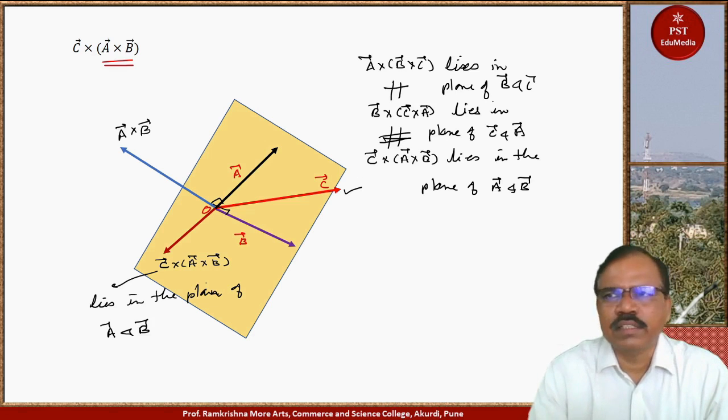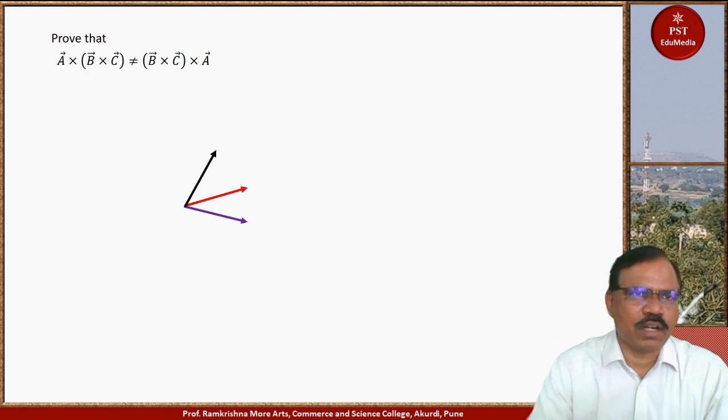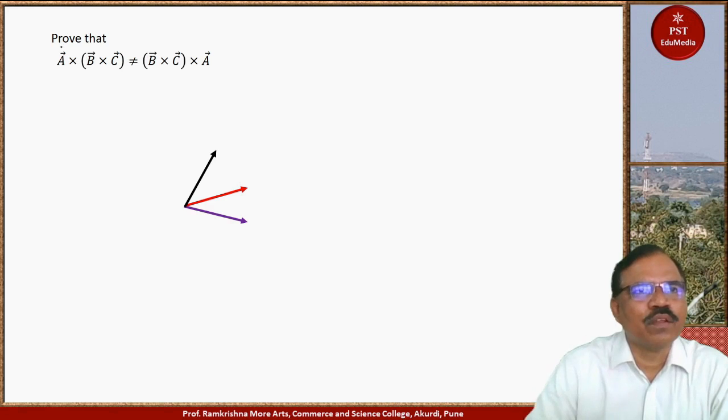So here this is about vector triple product. Now we have to prove that.